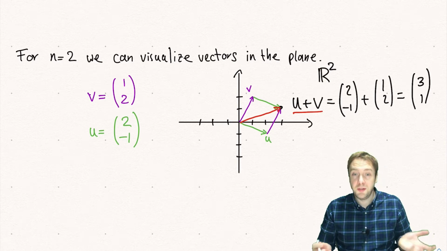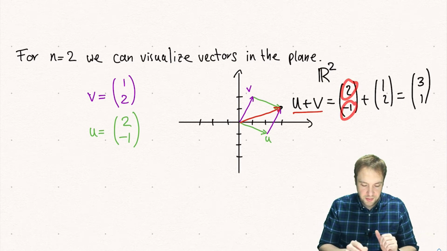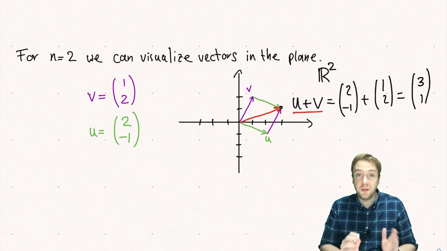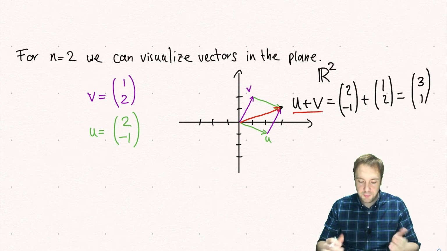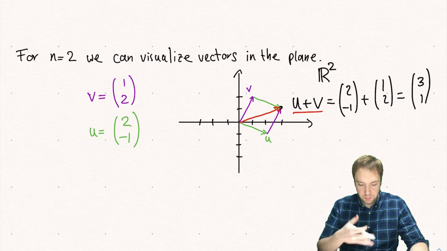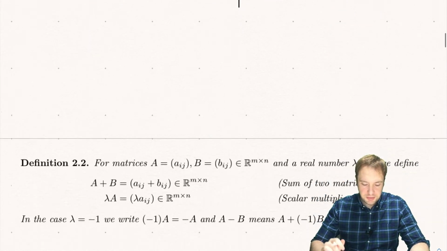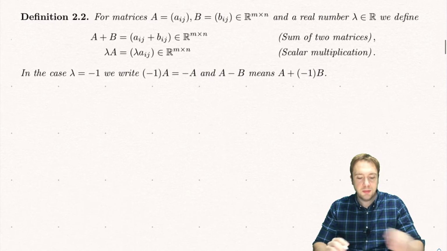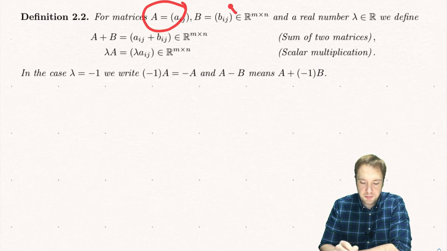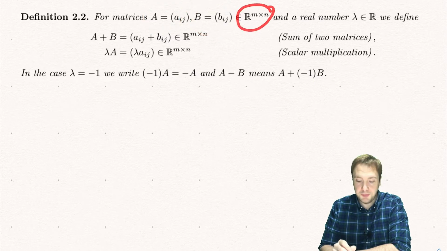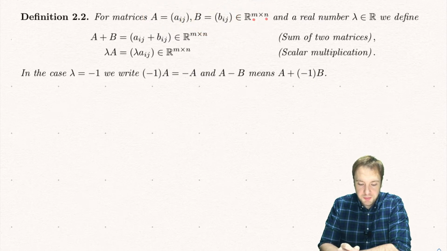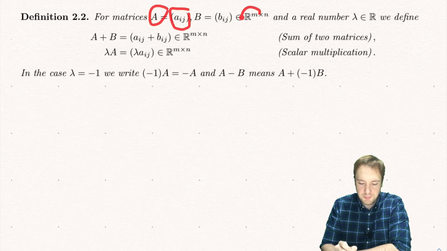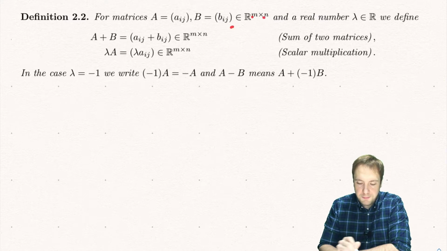So adding vectors just means adding these entries component-wise, and it only makes sense to add vectors of the same size. And this is defined more generally for matrices. Vectors are just a special case of matrices. So in general, if we have two matrices, A and B, which are both of the same size, here they are m times n matrices, and that's why we also leave out this information here, because we know that both of them have this size. So this i and j here run from 1 to m and from 1 to n.